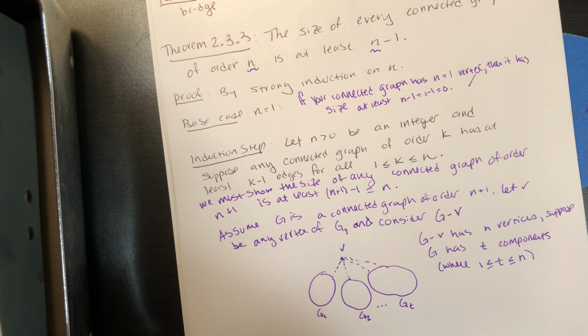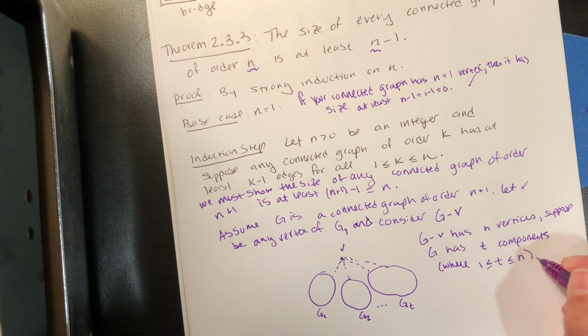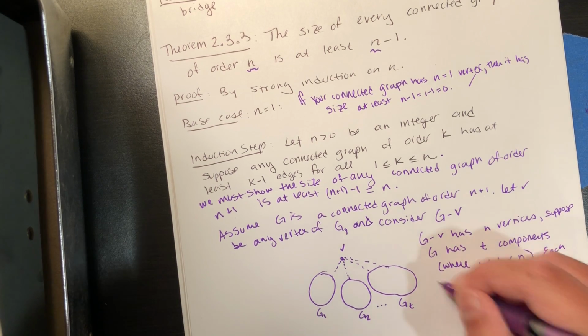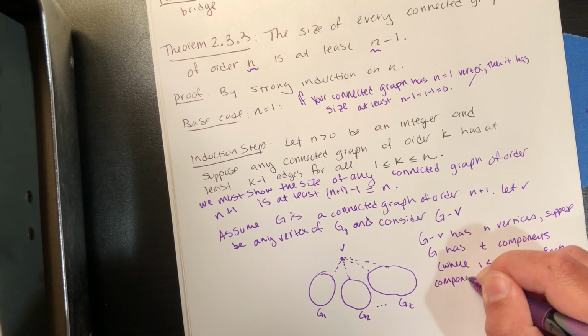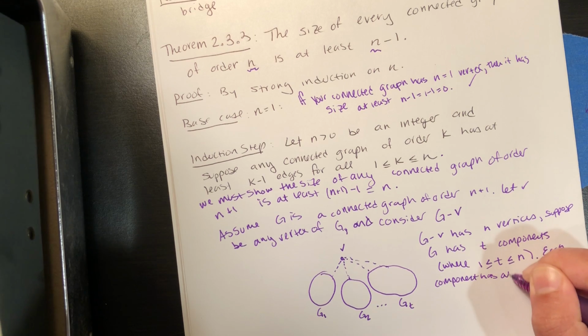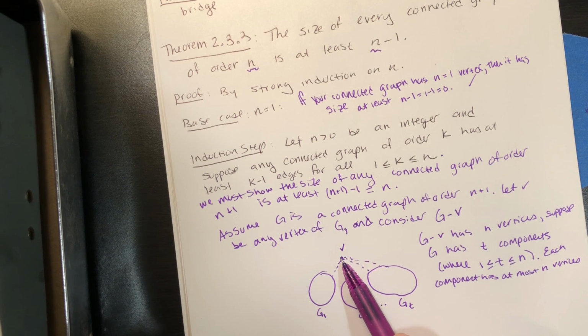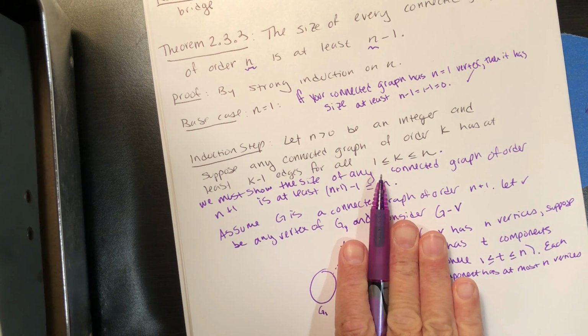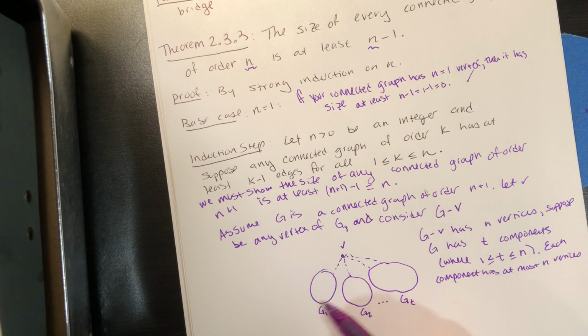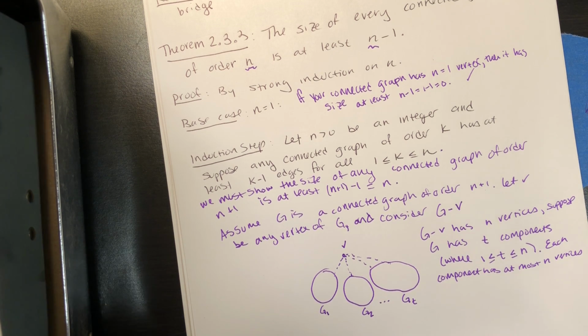So each one of those components is going to have a maximum of n vertices. Each component has at most n vertices, right? Because the most you could have is if you deleted this vertex and you just have one component left and all n of your remaining vertices are on that component. So they might have less, but the most that they could have is n vertices.